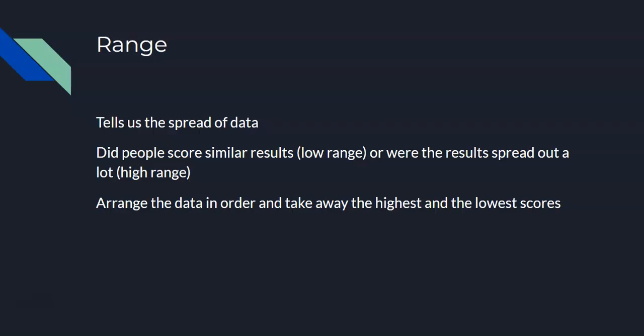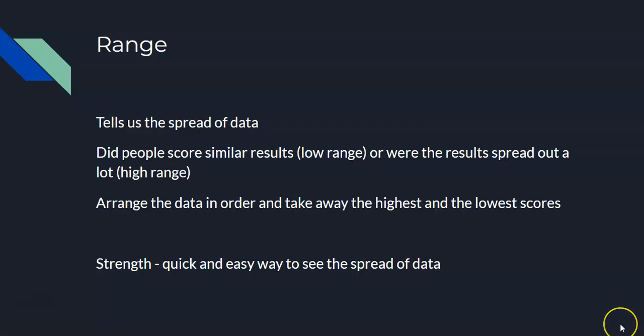Now what you've got to do to work out the range is arrange all of the data in order. So you get all your numbers, you put them all in order, and then you take away the highest and the lowest scores. Now, a strength of the range is it's a really quick and easy way for us to see how spread out the data is. But one weakness is it can be affected by extreme scores. If someone scores extremely lowly or extremely highly, that's going to have a real big impact on the range.